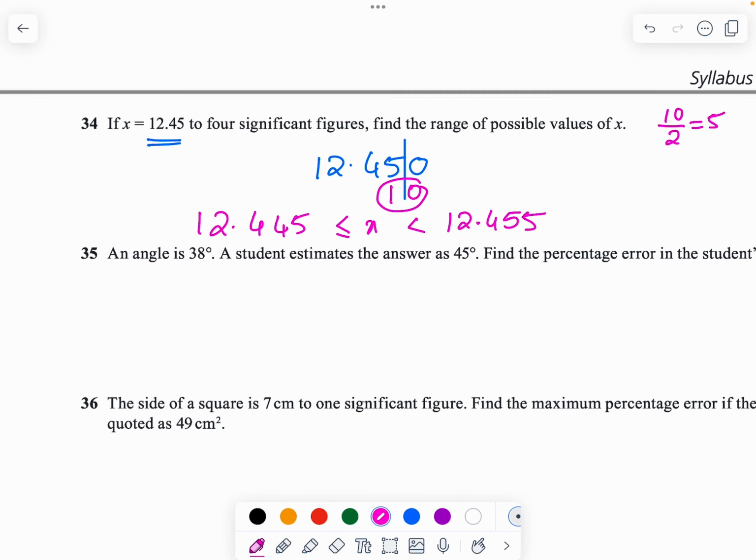That should be the way. Fourth significant figure. So what is the procedure? Draw a line after the fourth significant figure and make this as 10. 10 divided by 2 is 5. So add 5 and subtract 5 to the last digit.